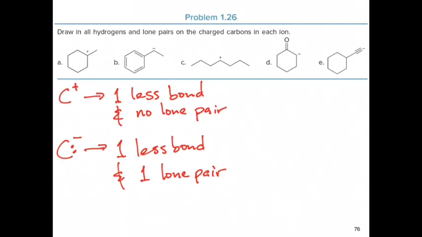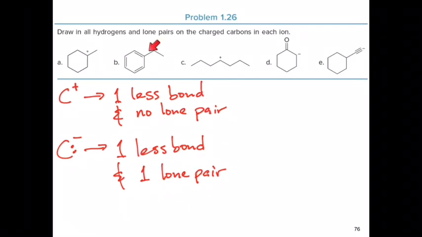So when you look at this first carbon over here, this has 3 bonds, which means it's 1 less bond. And because it has a positive charge, that means that it doesn't have any lone pair. And because it already has a total of 3 bonds, it won't have a hydrogen attached to this carbon. All right, so no hydrogen attached to this carbon. What about this second one over here? Because this has a negative charge, that means it has 1 less bond and 1 lone pair.